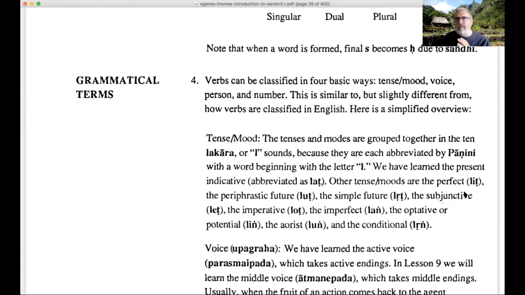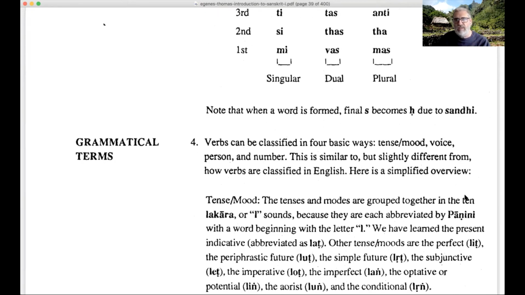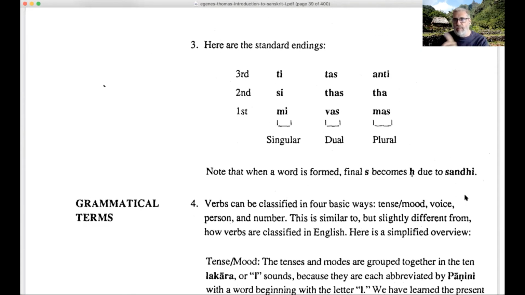Okay, so voice means active or passive. In Sanskrit, we also have active, we also have middle endings, and we have passive. Don't worry about that too much right now. Voice is going to be there. Person: we have third person, second person, first person, just like in English, right? Number: we have singular, dual, and plural.